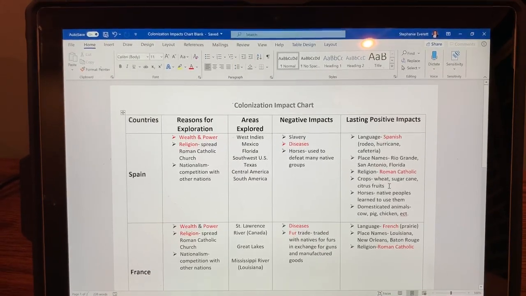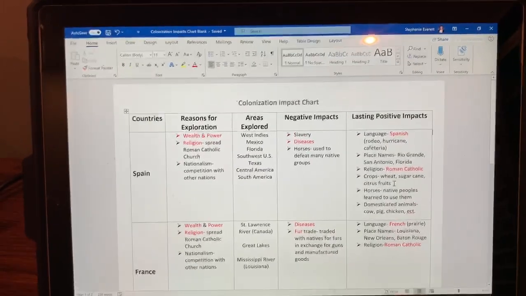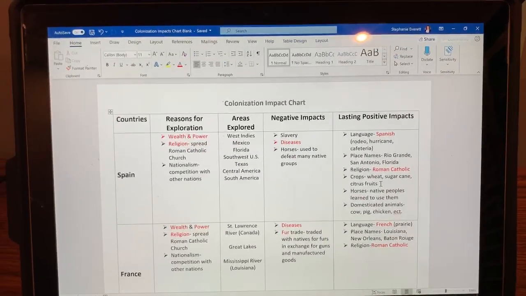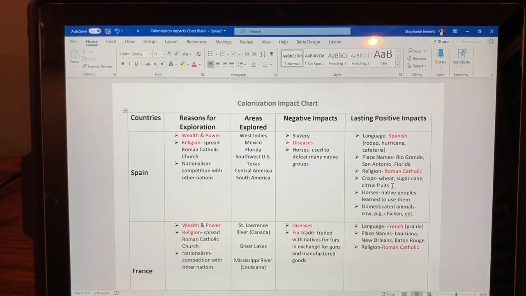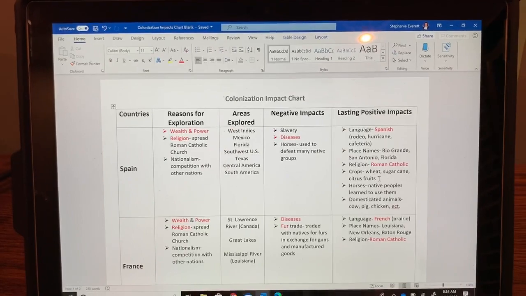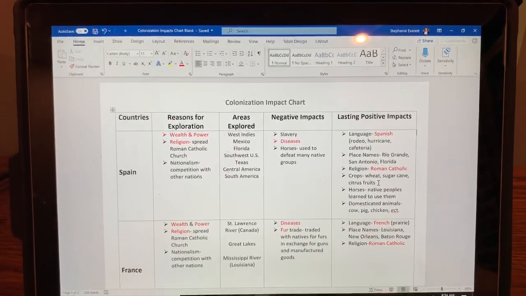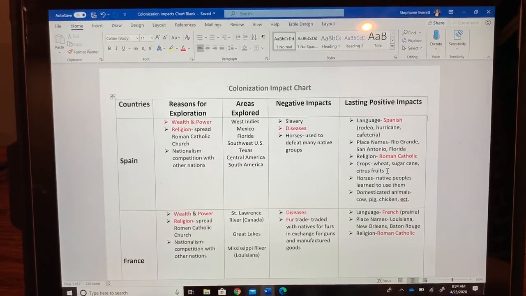Crops. One of the things that I don't think the videos talked about much either was what resources came from Europe to the Americas. Because there were a lot of food crops that we now rely on that came from Europe and we would not have without colonization. So you'll see here we have wheat, sugar cane, which is what we get sugar from, and your citrus fruits, your oranges, lemons, limes, things like that.